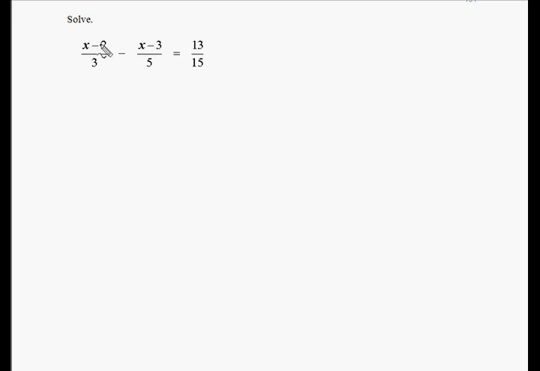Let's look to see how we solve this rational equation, an equation that has fractions but it has an equal sign. So we're trying to solve for x. In order to do that, we want to find an LCM, a least common multiple, so that we can clear our fractions. 15 is 3 times 5.